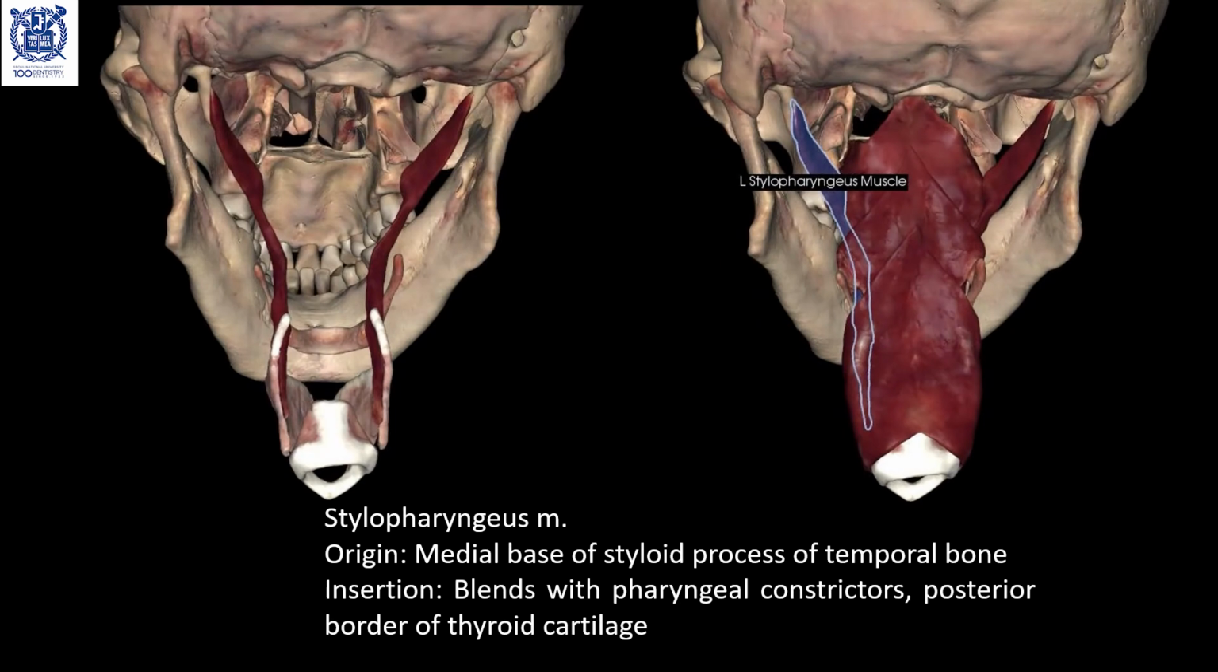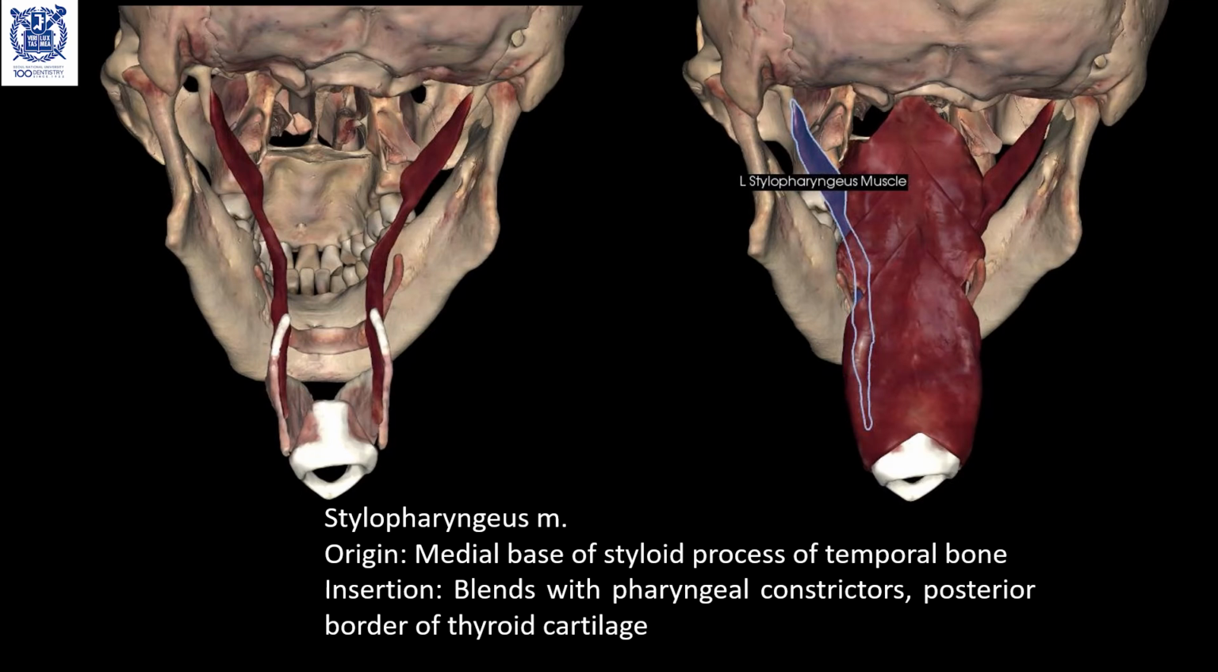Stylopharyngeus muscle. It is a muscle in the head that stretches between the temporal styloid process and the pharynx. It is a long, slender muscle, cylindrical above, flattened below. It arises from the medial side of the base of the temporal styloid process, passes downward along the side of the pharynx between the superior pharyngeal constrictor and the middle pharyngeal constrictor, and spreads out beneath the mucous membrane. Some of its fibers are lost in the constrictor muscles, while others, joining the palatopharyngeus muscle, are inserted into the posterior border of the thyroid cartilage.